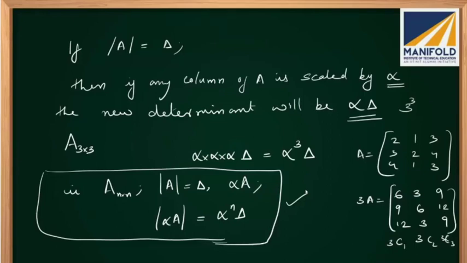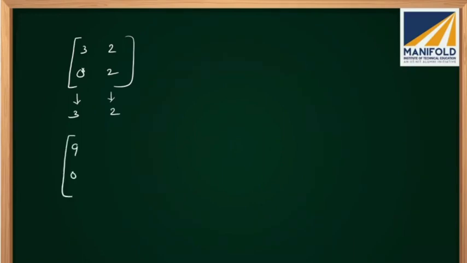Right. So now we will consider what will happen if you take different values for columns. We'll see what will happen. We have taken the matrix 3, 0, 2, 2. Now you want to scale this by 3 and you want to scale this by 2. What will be the resultant vector? 9, 0, 4, 4. Correct?